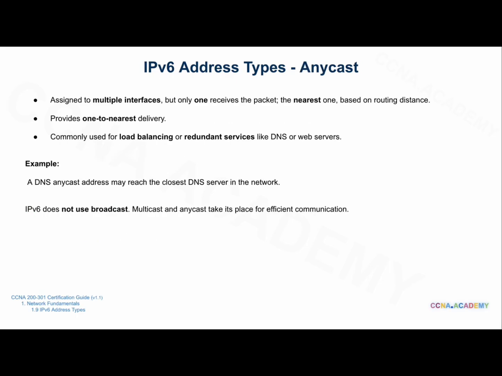Anycast addresses are assigned to several interfaces, often on different devices, but only the nearest one responds. It's a one-to-nearest delivery, great for load balancing or redundant services like DNS or web servers. A DNS anycast address, for instance, will always connect you to the closest available DNS server. Again, IPv6 doesn't broadcast. Multicast and anycast handle that role.